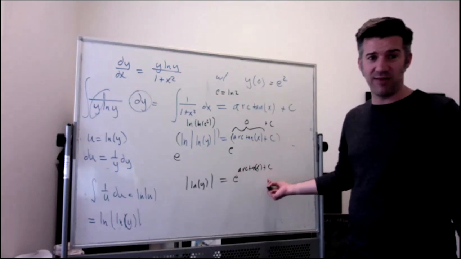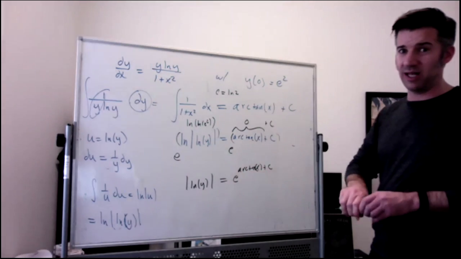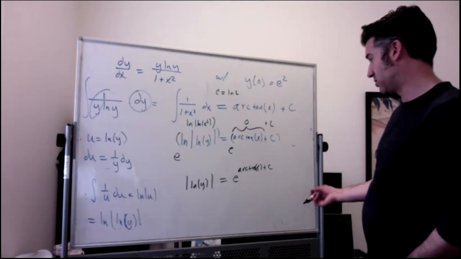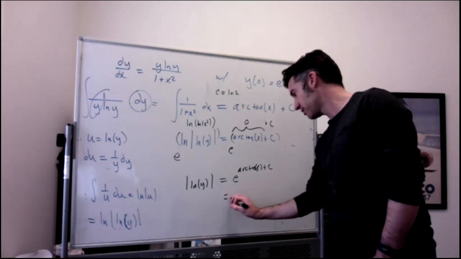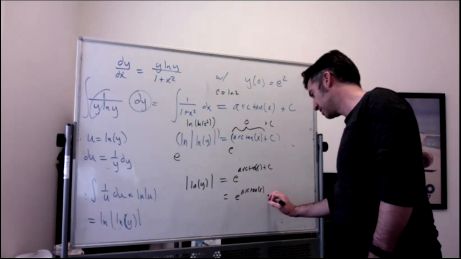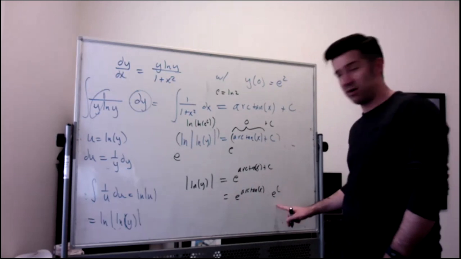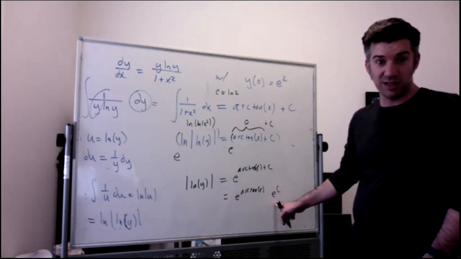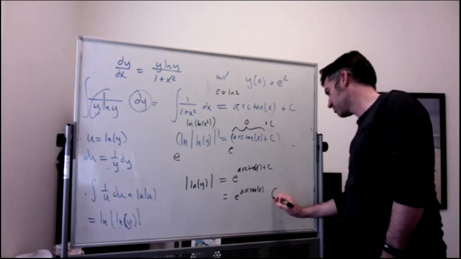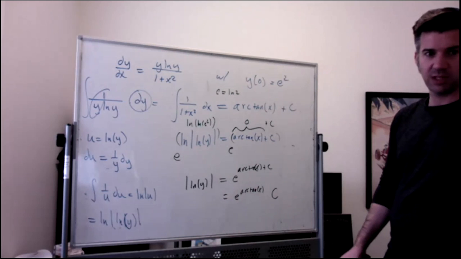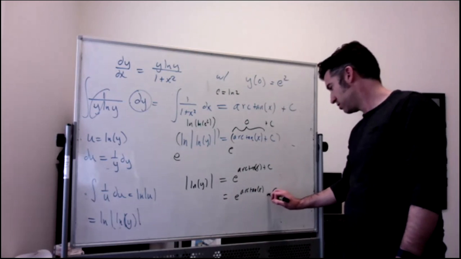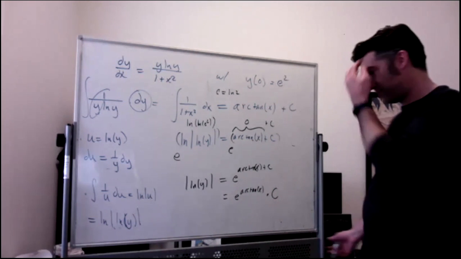I would rather not find that yet. I would rather just carry this and, kind of, abuse it actually. So I'm going to rewrite this as e to the arctangent of x times e to the c. And then I'm going to call e to the c a new constant, which we usually call c because we're lazy, because we can't think of a new letter. You can call it something different if you want.